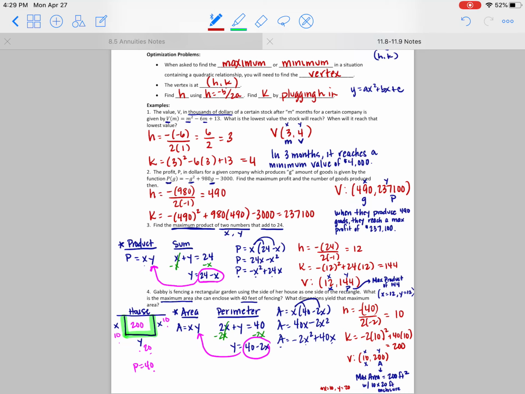Probably no way you could fit all that on your paper, huh? X equals 10, y equals 20. Okay. All right, and that's about as tough as it can be until you get to college algebra.